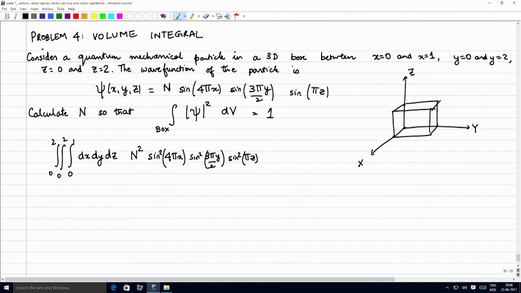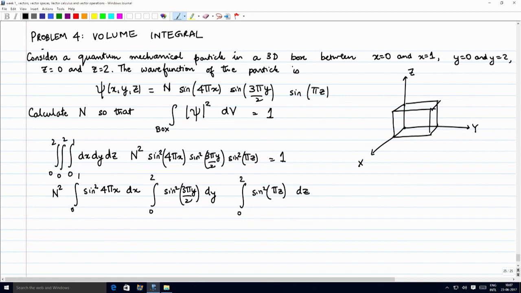Now I can see that this depends only on x and nothing else depends on x. So, I can write this integral, which should be equal to 1. I can take n square outside. Now, the integral over x will be integral from 0 to 1 sine square 4 pi x dx, and then I have integral from 0 to 2 sine square 3 pi y by 2 dy, and then I have integral from 0 to 2 sine square pi z dz. And this should be equal to 1.